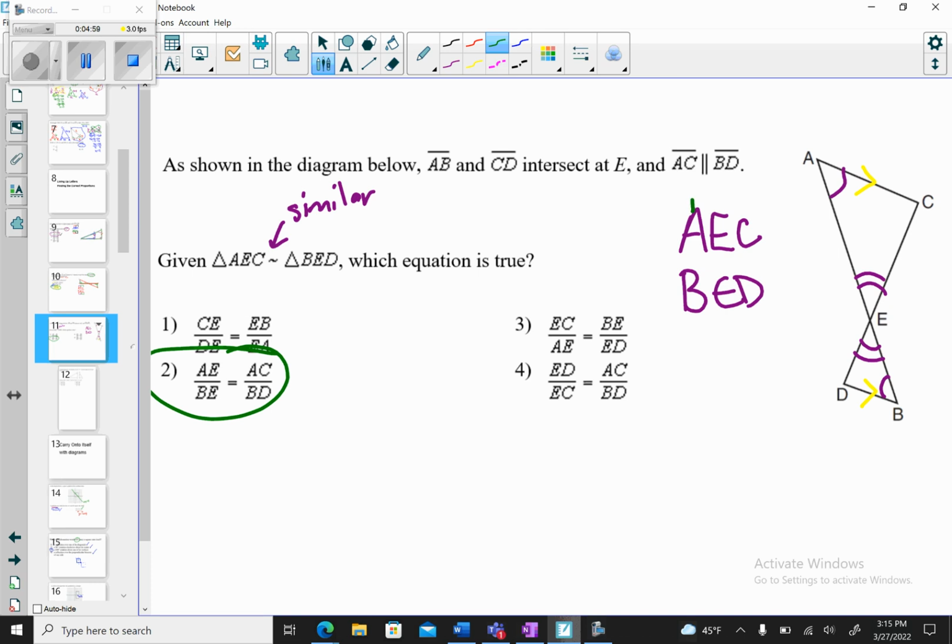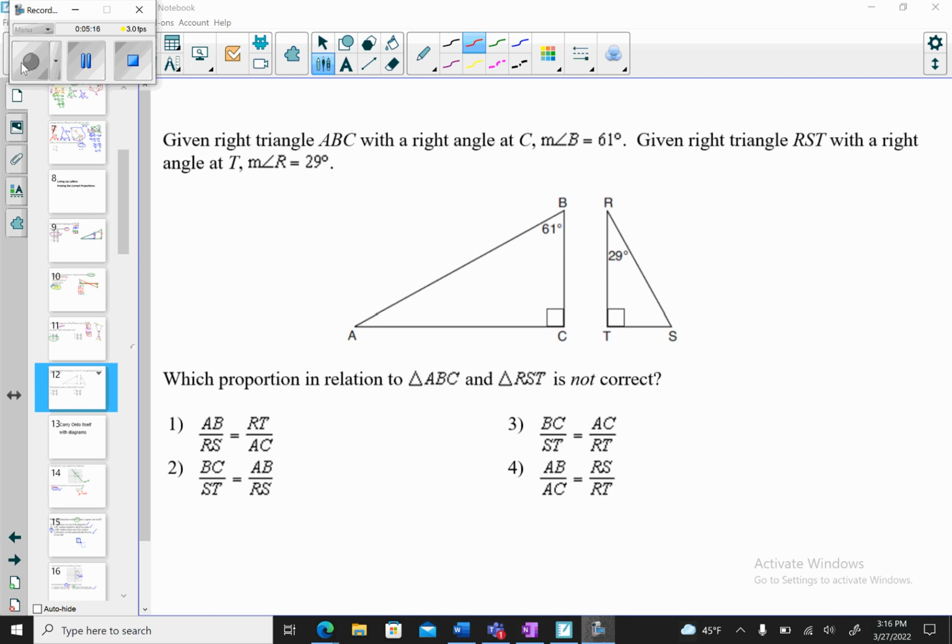Let's see why. AE corresponds to BE. That's equal to AC corresponds to BD. None of the other proportions are set up correctly. Let's look at this next question.